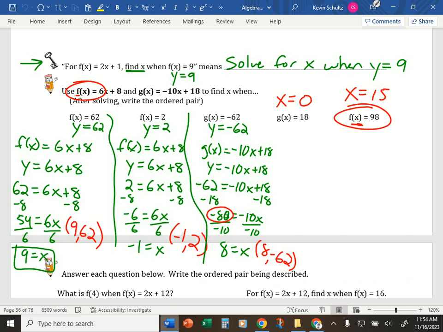Something to point out, make sure you're using the correct equation. The last one switches back to f of x. Make sure you're using the f of x equation. Okay. Questions on any of this?